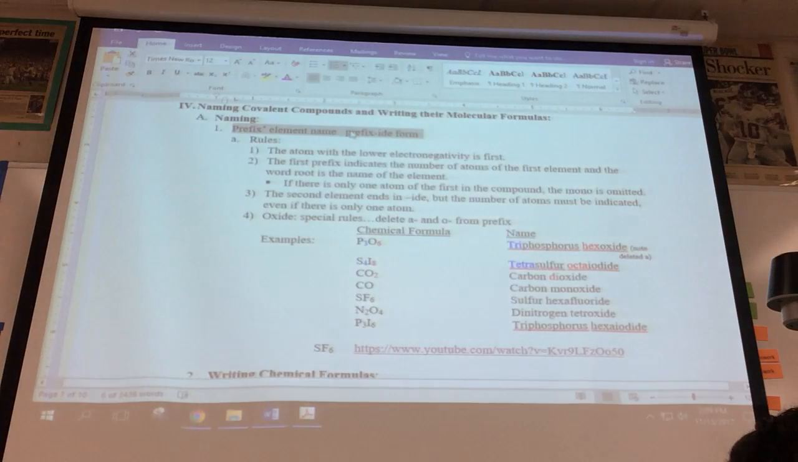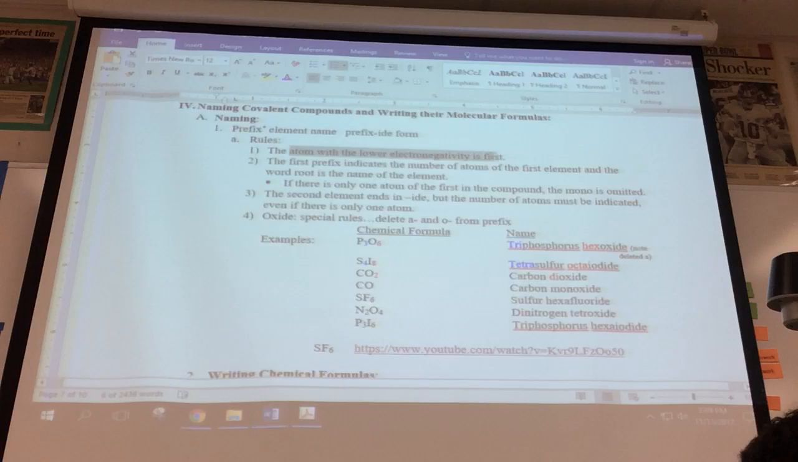Now when you name, you've got prefix, element name, prefix, IDE form. You will have 2 non-metals linking together covalently. So Juliana, in a covalent compound, you have a metal and a non-metal or 2 non-metals? That would be ionic, but when you have 2 non-metals, Tiffany, do you have ionic or covalent? Covalent. So 2 or more nonmetals will be covalent.